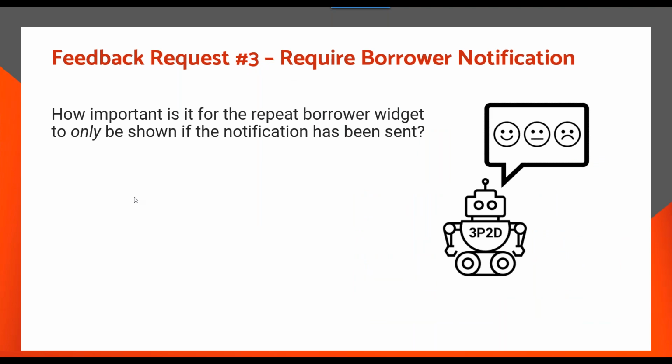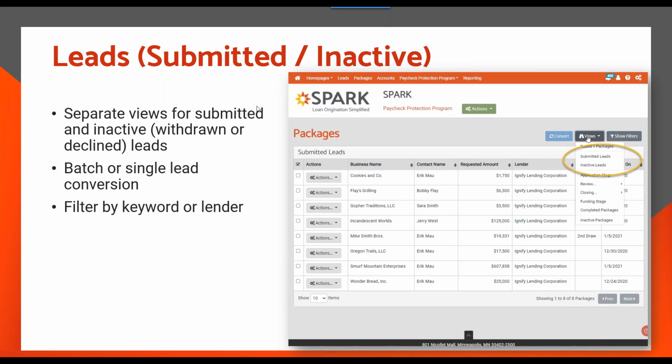One area that we'd like some feedback on is how important is it for the repeat borrower widget to only be shown if that notification has been sent. What that means is, let's say I didn't invite Sally and Sally just happened to log in to her PPP package. We could always show that widget so that she could apply. So that could always be visible. The other option is we hide it and it's only available when you invite. That's more of the model that we went with for forgiveness, for those of you using us for forgiveness. So that's a question we have. Interested in the feedback.